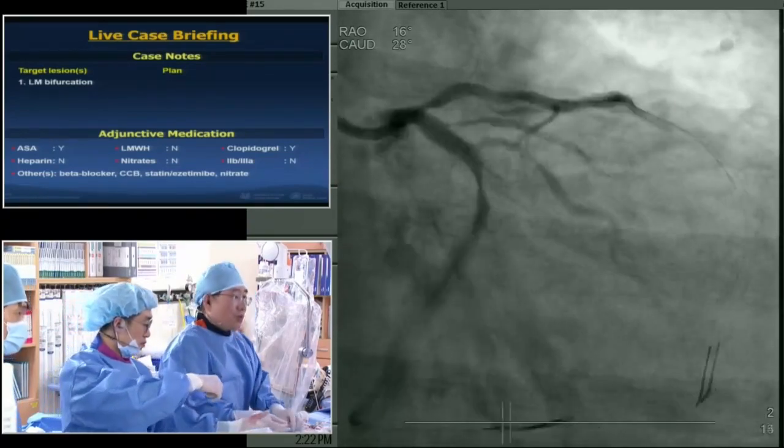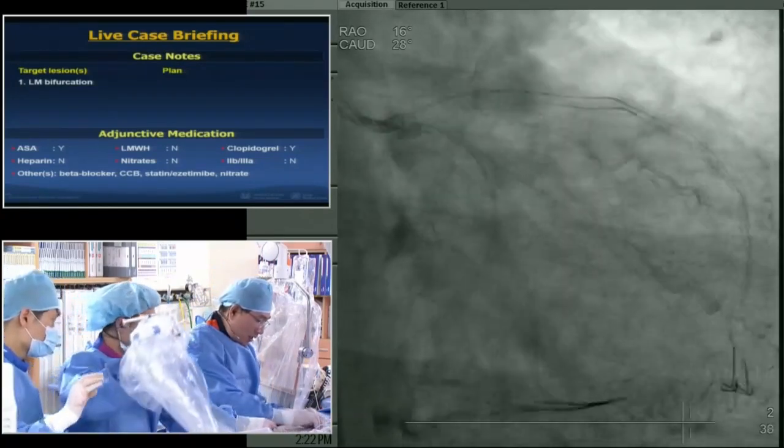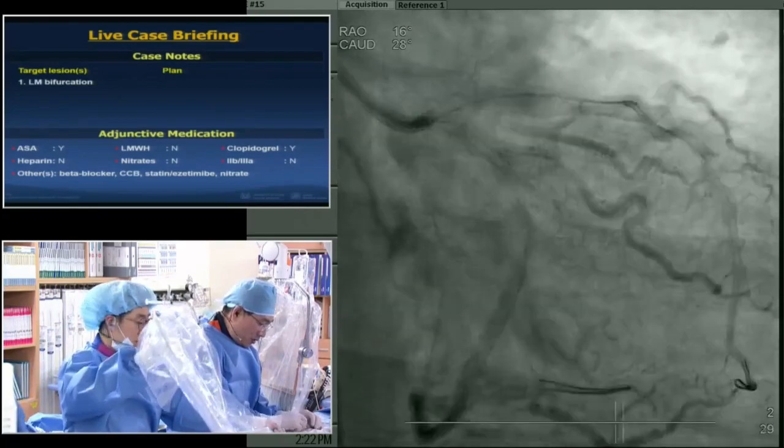So we will do the IVUS from the mid LAD to the left main.